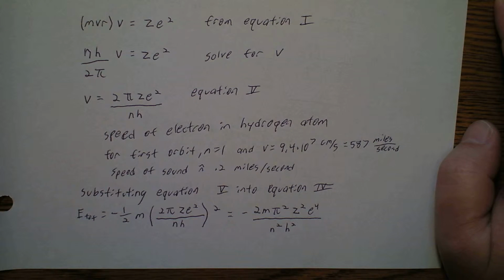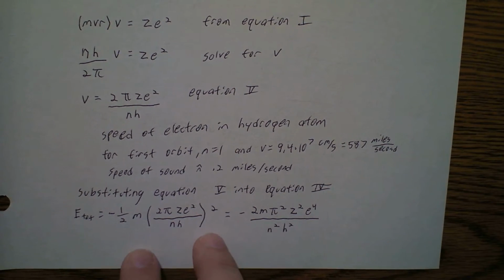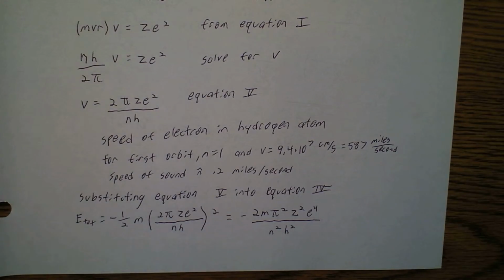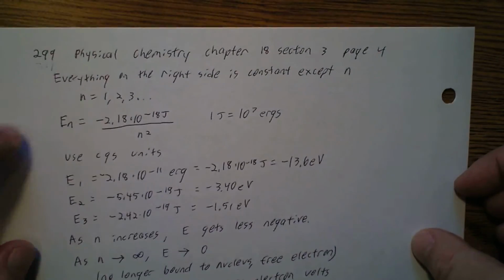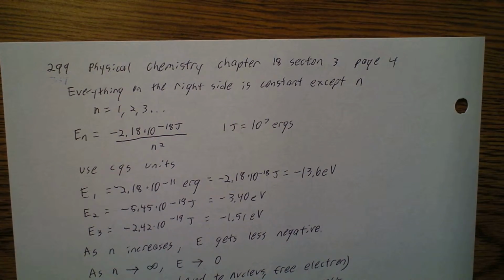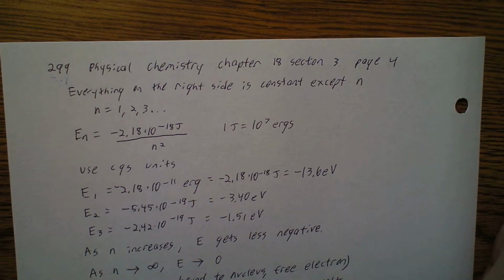Substituting equation 5 in equation 4, we get E total is equal to minus 1/2 m times 2 pi Ze squared over nh, all that squared. And that's equal to minus 2m pi squared z squared e to the 4th over n squared h squared. So everything on the right side of that equation is constant except for n. n could be 1 for the first orbital, or 2 for the next one, 3 for the third, etc.